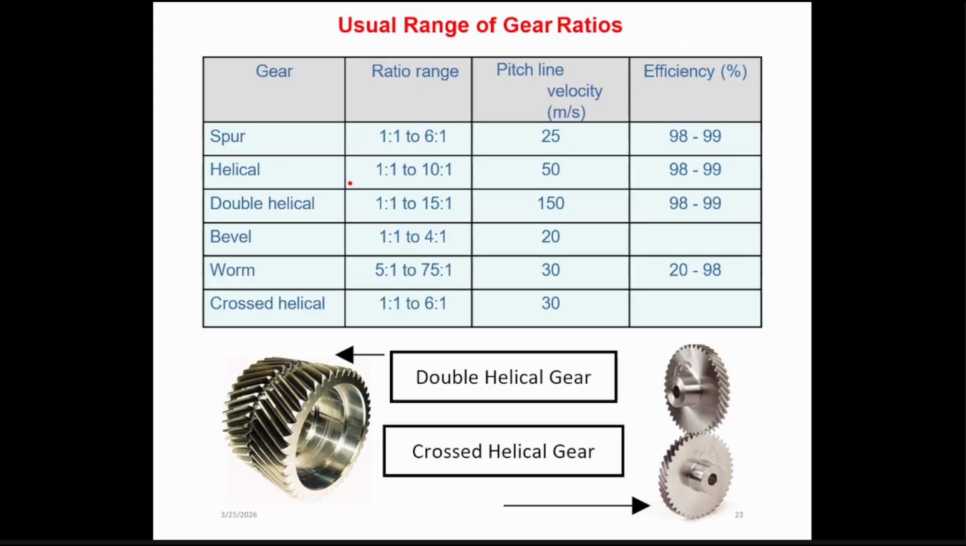So in the case of helical, if our power transmission requirement is higher, and the speed ratio is higher, then we can obviously go for helicals. It can reach up to 10, right? The speed ratio will be maximum 10. And if we use double helicals, it can reach up to 15. Bevels are recommended up to 4. And here, especially, you can see worm and wheel. The speed ratio can be reached up to 75, right?